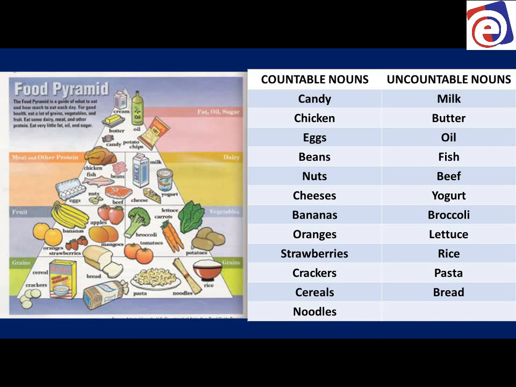Rice. My man, rice. You need to hear the S sound of the C. Pasta. It's pasta. Some people say "pasta," but we say pasta. And bread.